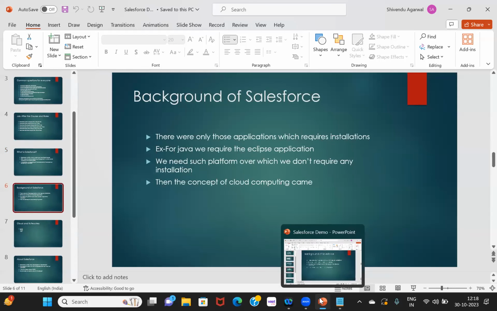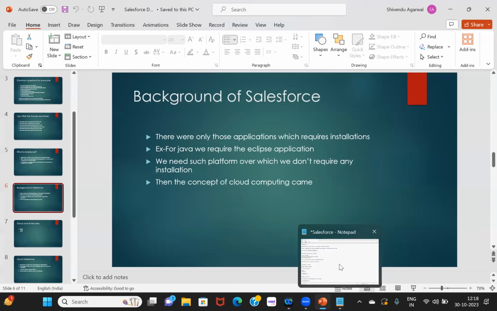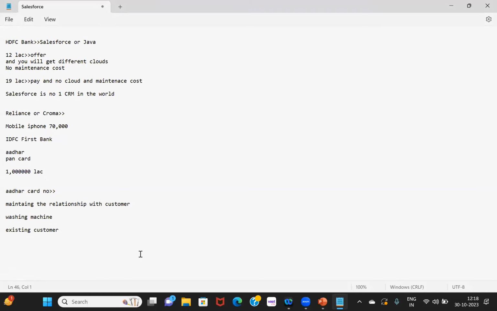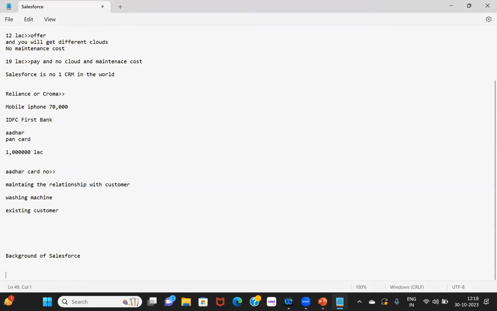Now, why are we coming to Salesforce? What is the background? We have a lot of things. We have Java, .NET, Python, and other CRMs also. Why are we coming to Salesforce? There is a particular background of Salesforce. We need to learn Salesforce. Why? I will talk about it briefly here.